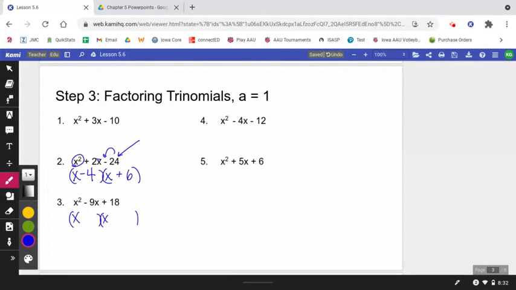On this one, we start with x and x. What are things that multiply to be 18, and when you add them, you get 9? 6 and 3. Sign chart says both minus.